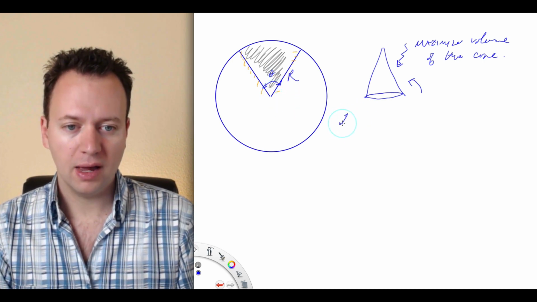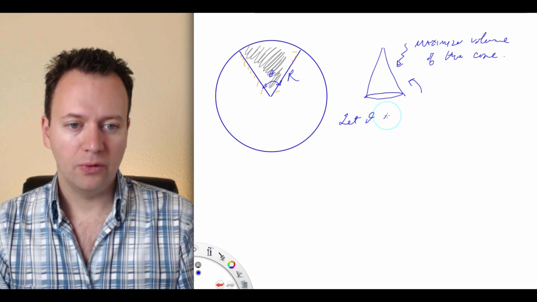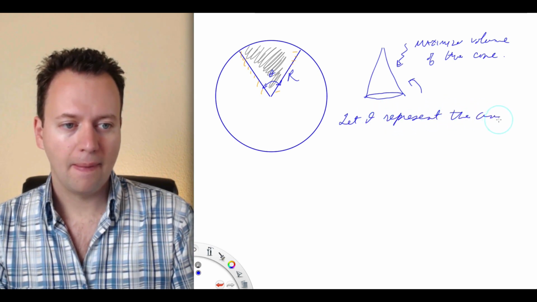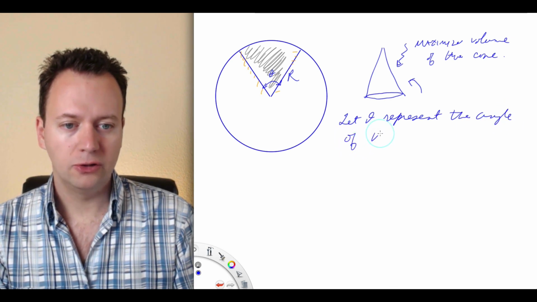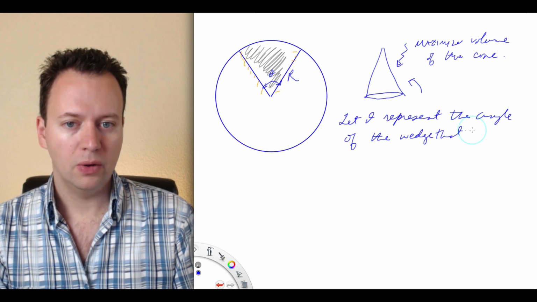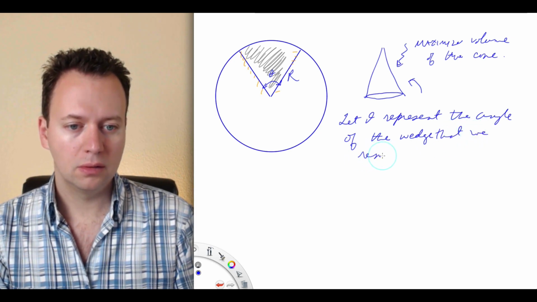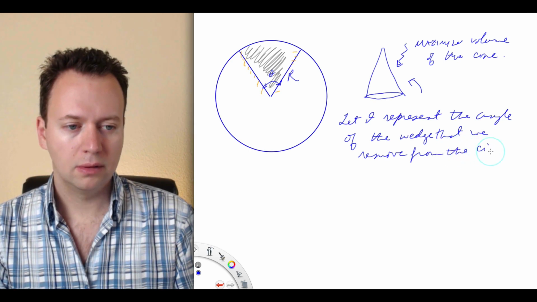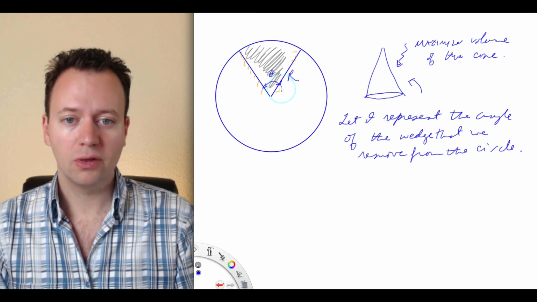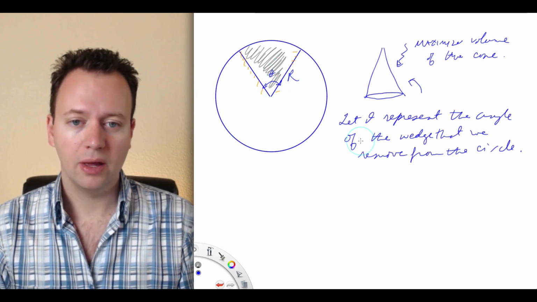So let theta represent the angle of the wedge that we remove from the circle. Always get in the habit of defining your variables and writing down what they mean. So theta is this angle right there.